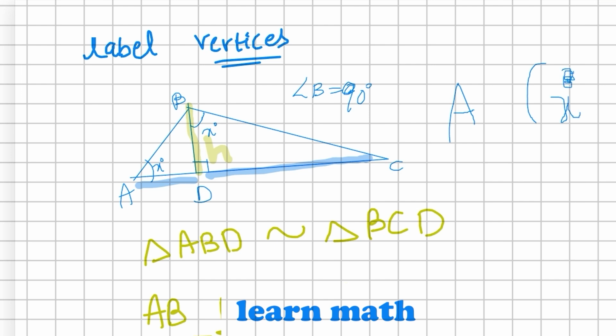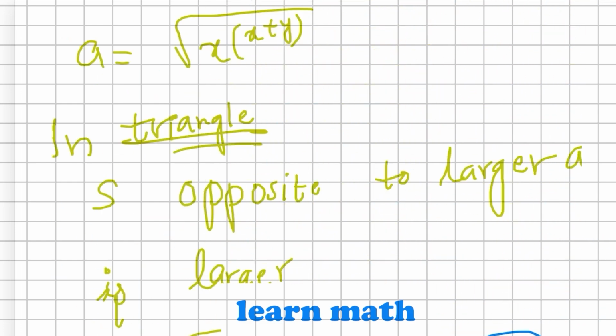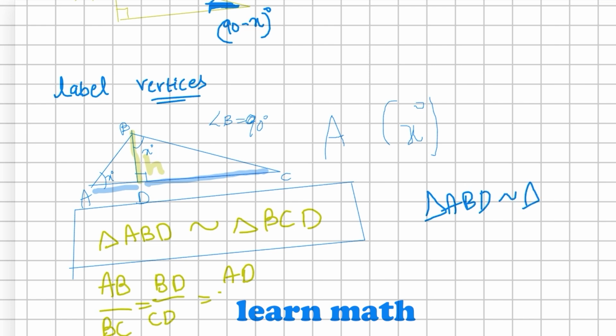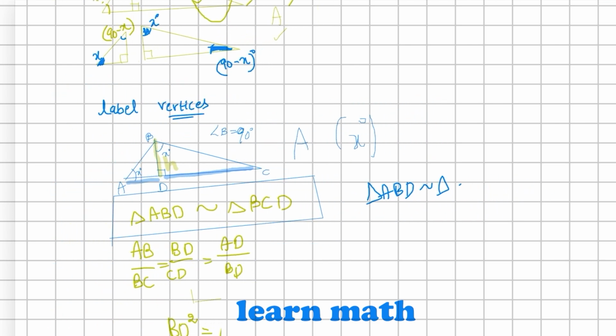What about the remaining angle? How much is angle B? Angle B is 90. So in this triangle, apart from x, 90 degrees is also there. So this triangle is similar to triangle ACB. Good.